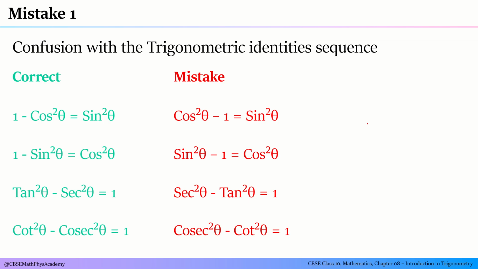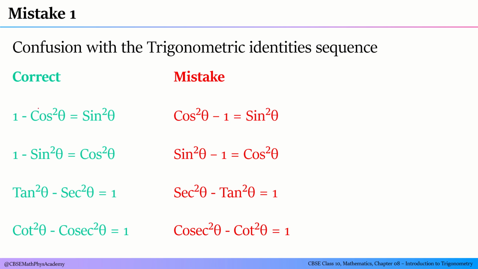Then comes mistake 1. A common mistake students make is confusion with the trigonometric identity sequence. On the left, whatever you are seeing is correct: 1 minus cos square theta is equal to sin square theta, and 1 minus sin square theta is equal to cos square theta. All these are correct. But on the right-hand side, whatever you're seeing is wrong.